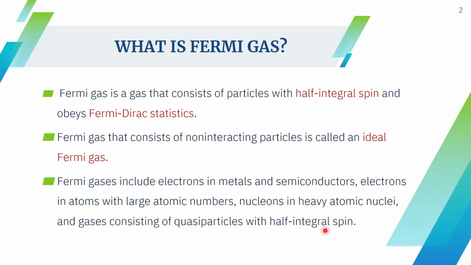Now, the Fermi gas includes the electrons in metals and semiconductors, electrons in atoms with large atomic numbers, nucleons in heavy atomic nuclei, and gases consisting of quasi-particles with half integral spin. So this is the very basic idea of what is Fermi gas.